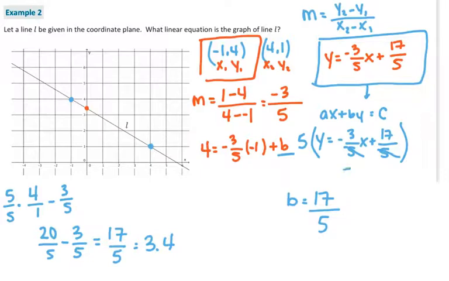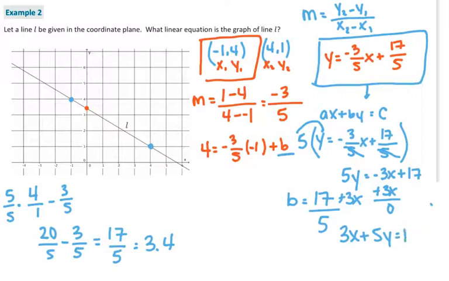So I'm left with, remember I'm multiplying that 5 by y, so I'm left with 5y equals negative 3x plus 17. And I always like when I have a negative on the right side of my equation because I can easily add 3x to both sides of my equation. And now my equation is in standard form: 3x plus 5y equals 17. 3, 5, and 17 are integers, and a is not negative. So I am happy with that standard form of my equation.